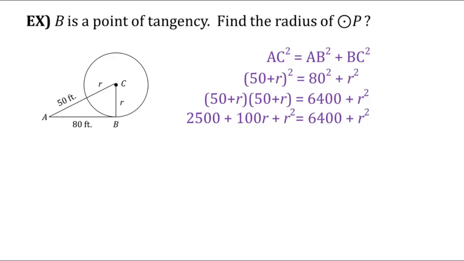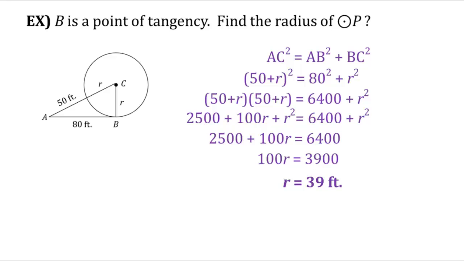And if I notice, I have an r squared on both sides, so if I just subtract that, they both cancel away, and I'm left with 2,500 plus 100r is equal to 6,400. When I subtract 2,500 from both sides, that means 100r is equal to 3,900. Divide by 100, so my radius is 39 feet.